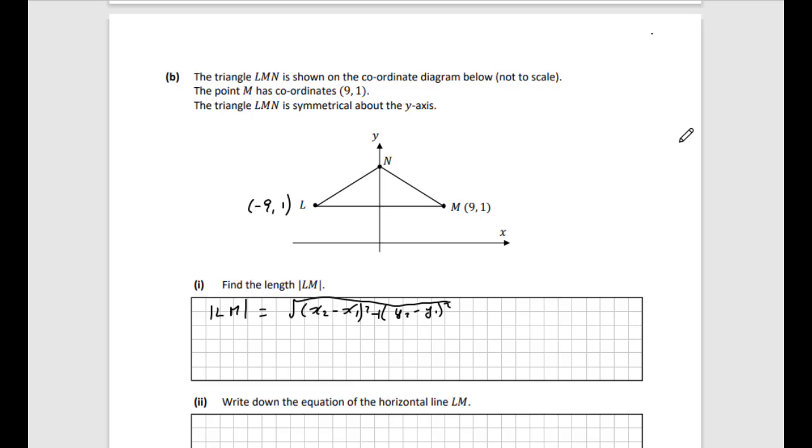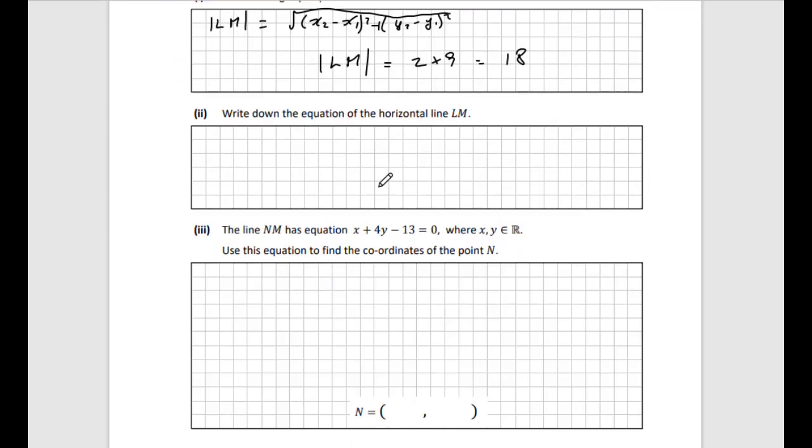But a much easier way to do it is just look at this line here. It's a straight horizontal line. It goes from minus 9 up to plus 9. So the distance from L to M is just equal to 2 times 9, if you like, 18 units. And that's it. Okay, so let's have a look at the next one.